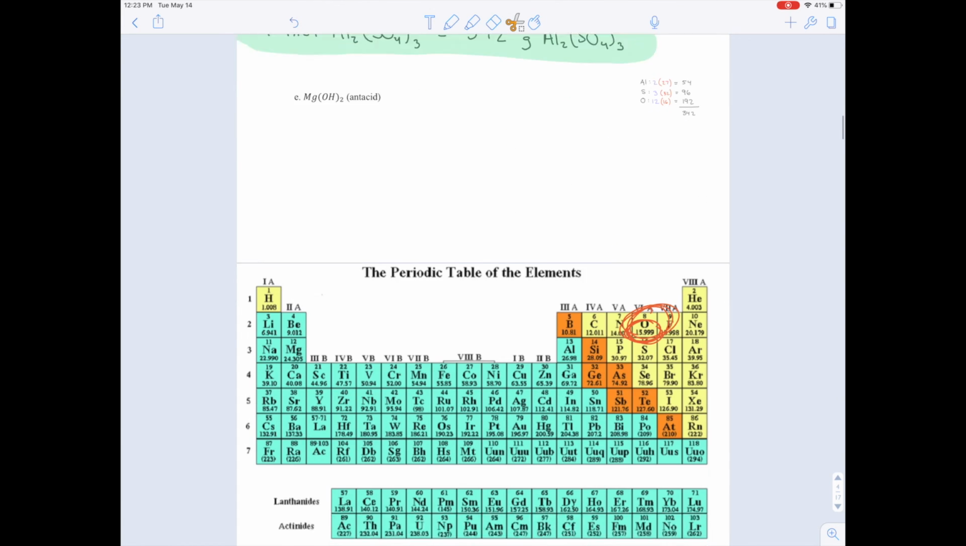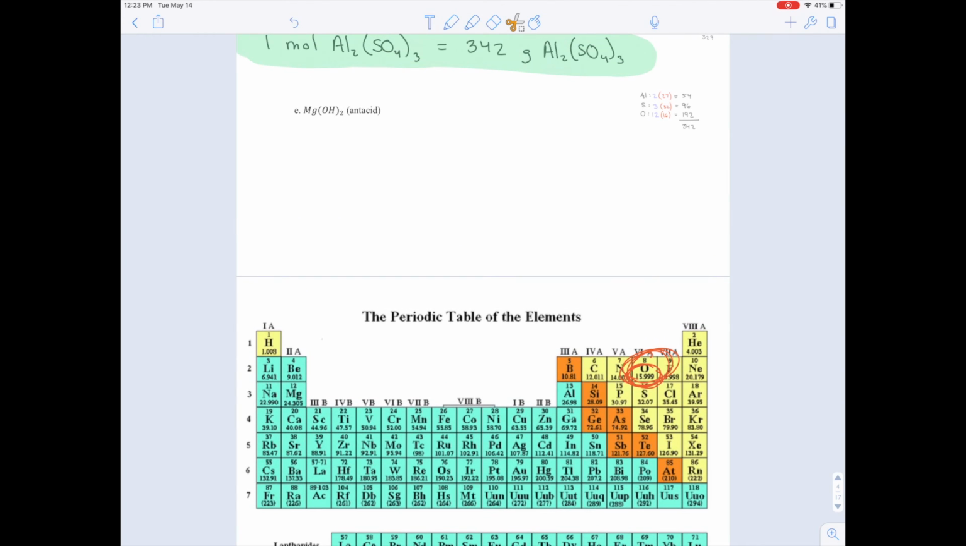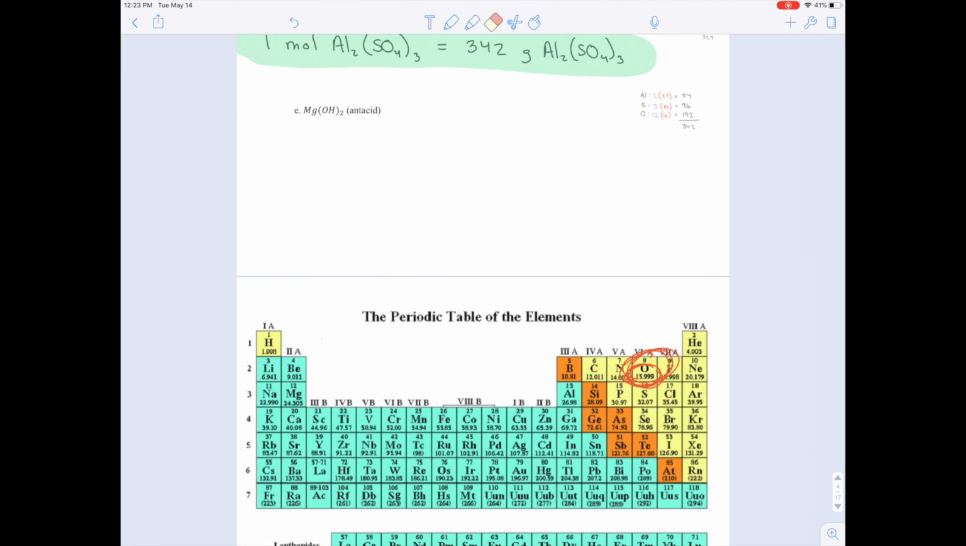Now, let's do this last one, which is magnesium hydroxide. That's an antacid. So if you ever have heartburn, or you know somebody who has heartburn, they might take this magnesium hydroxide. I think Prilosec is the drug that's used now. So it's the purple pill. So we want to know, if we had 1 mole of magnesium hydroxide, how many grams of magnesium hydroxide would that be?